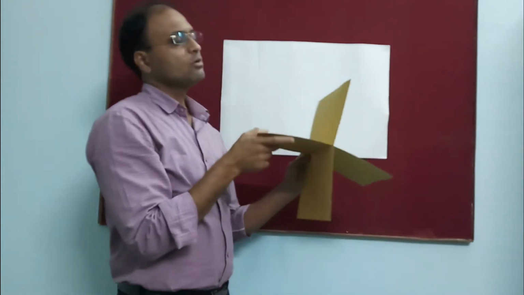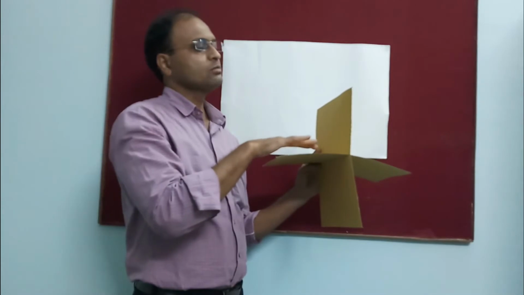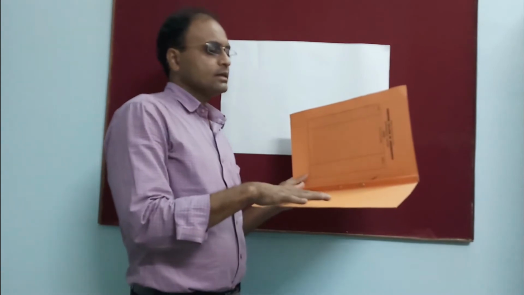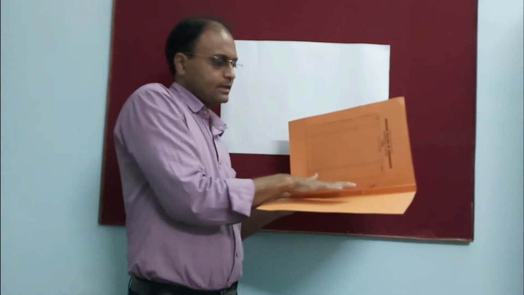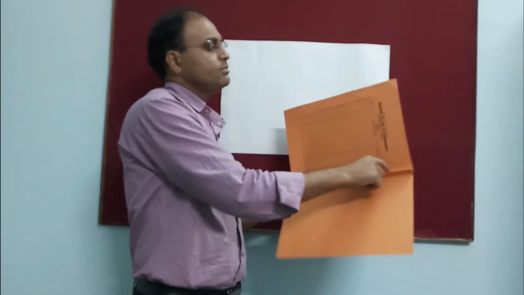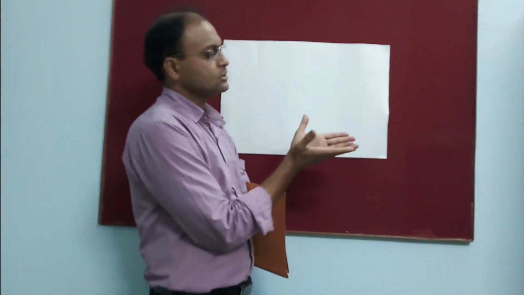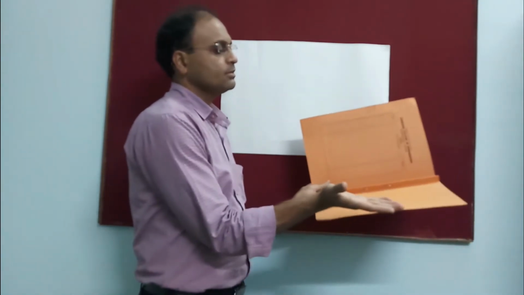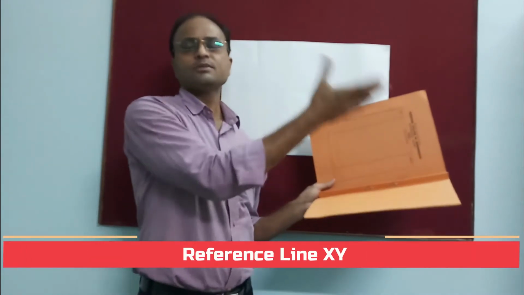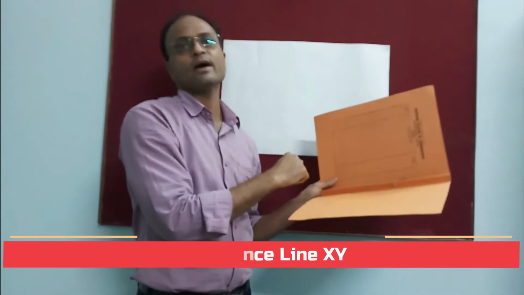Now this model shows, as I go on extending these two planes, let us say this is one horizontal plane and this is one vertical plane. If I extend the horizontal plane to meet the vertical plane, they will meet along one line. When the two planes intersect with each other, the intersection will be in the form of a line. This line formed because of the intersection of HP with VP is called the reference line, and in subsequent discussions we will be denoting it by XY or reference line.